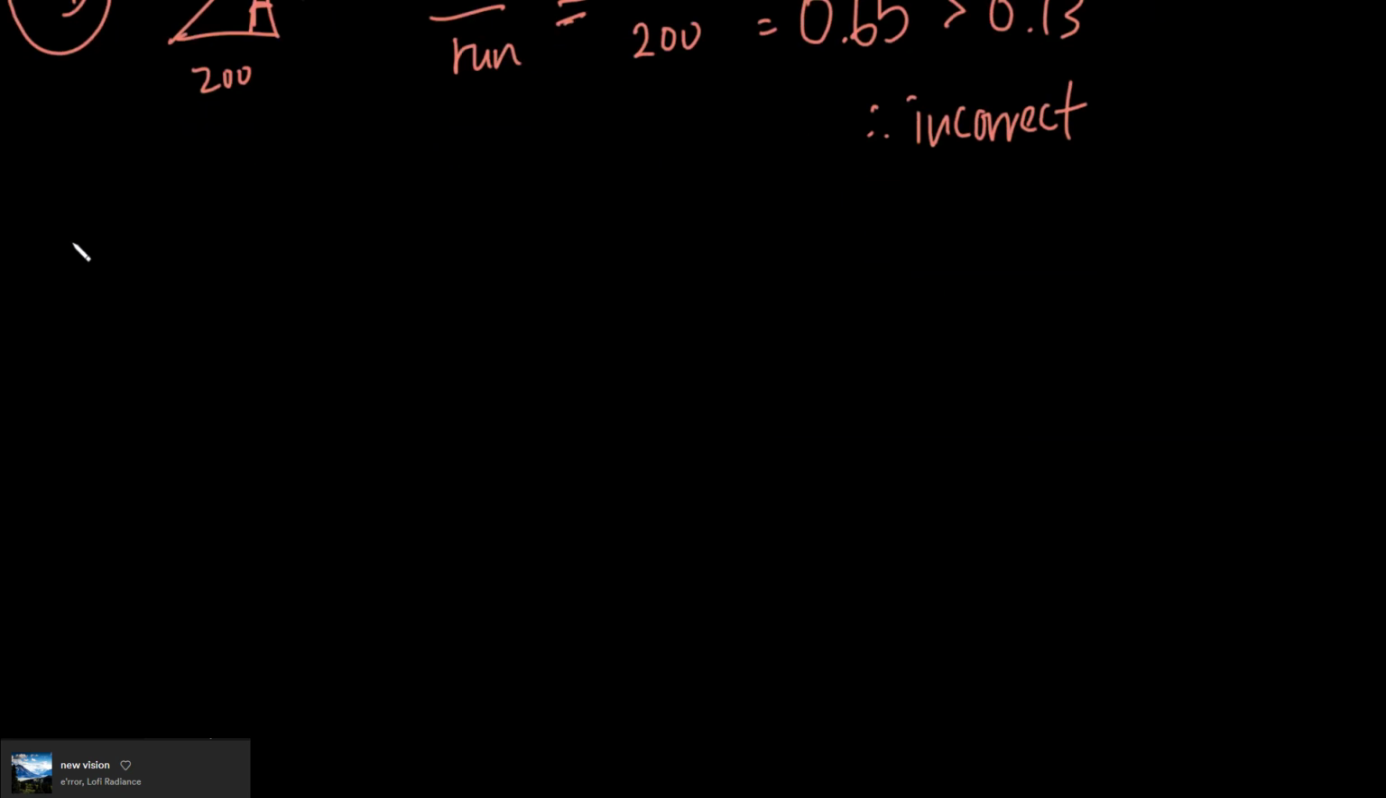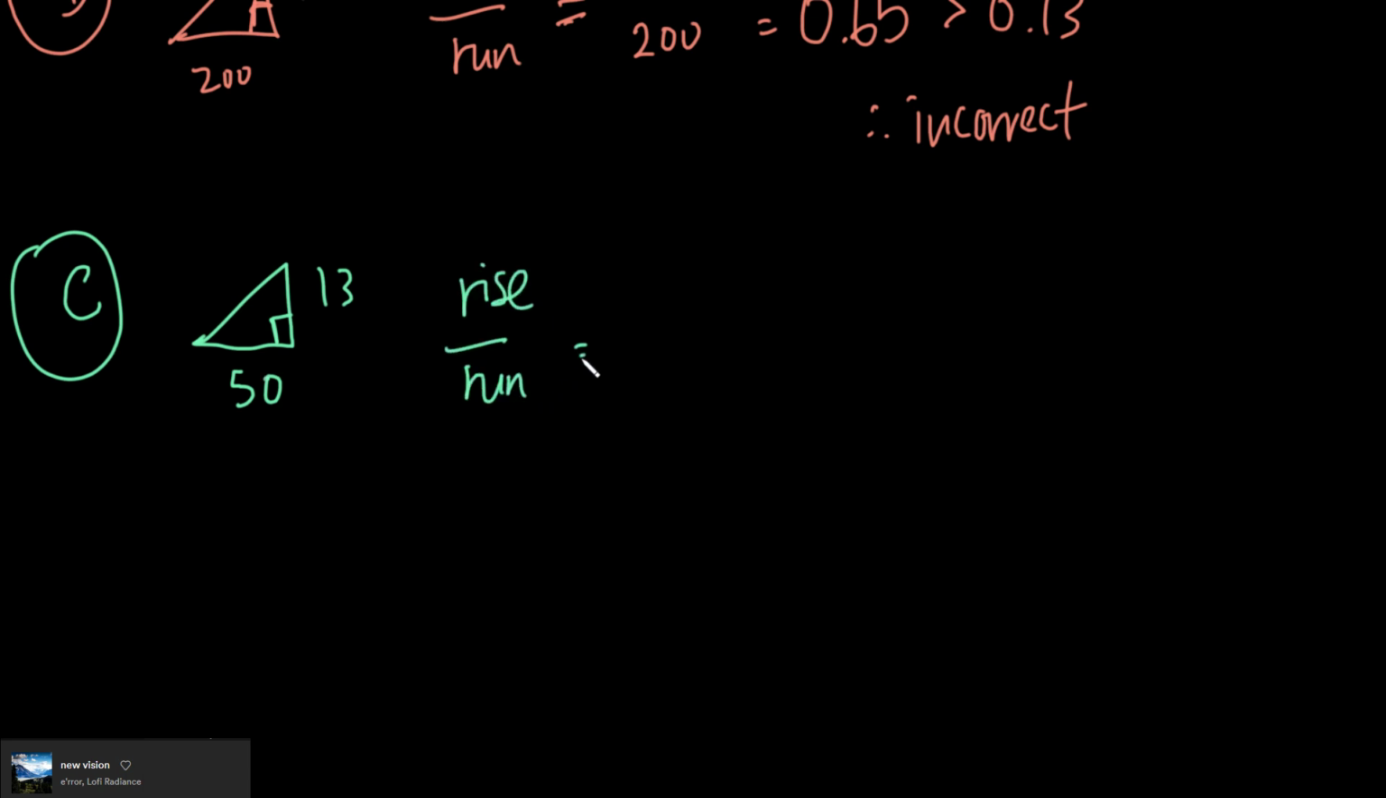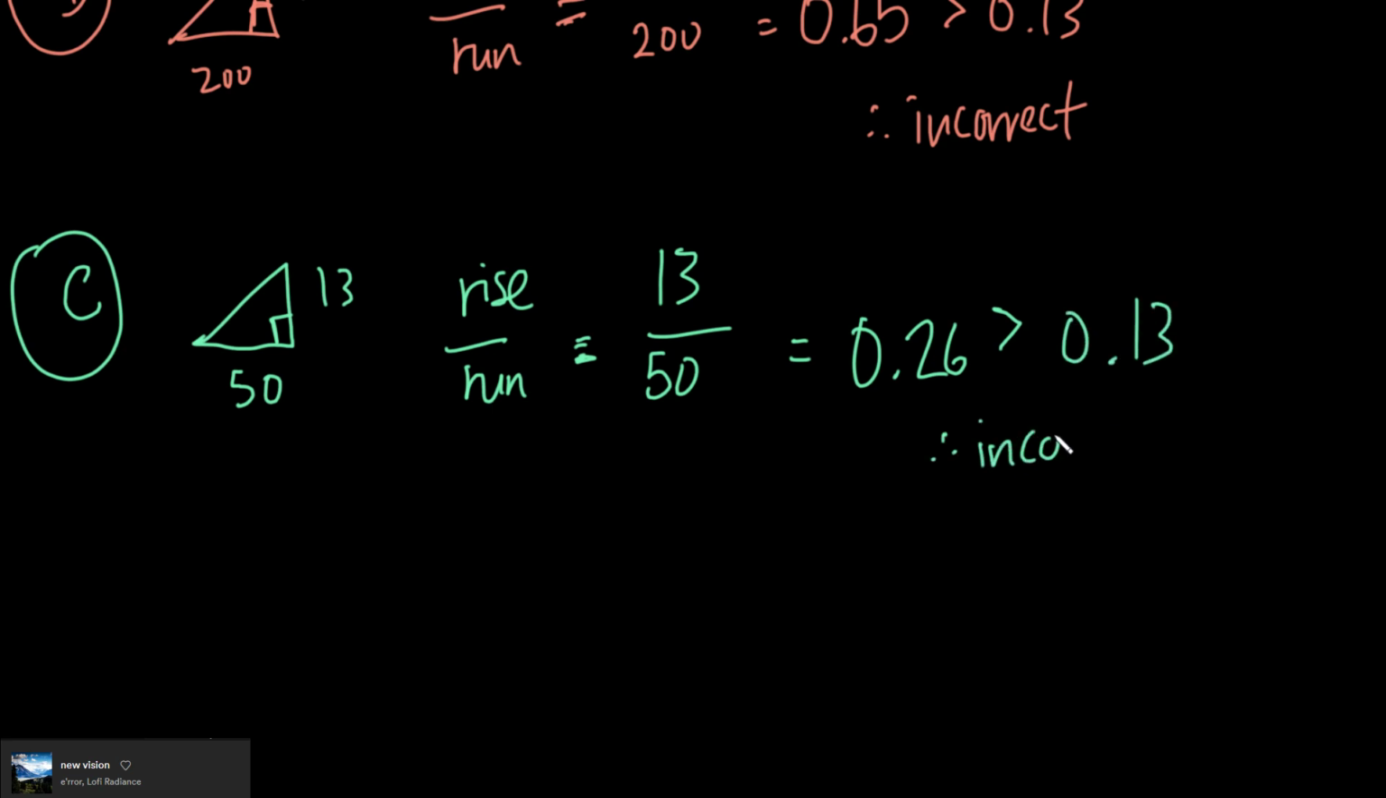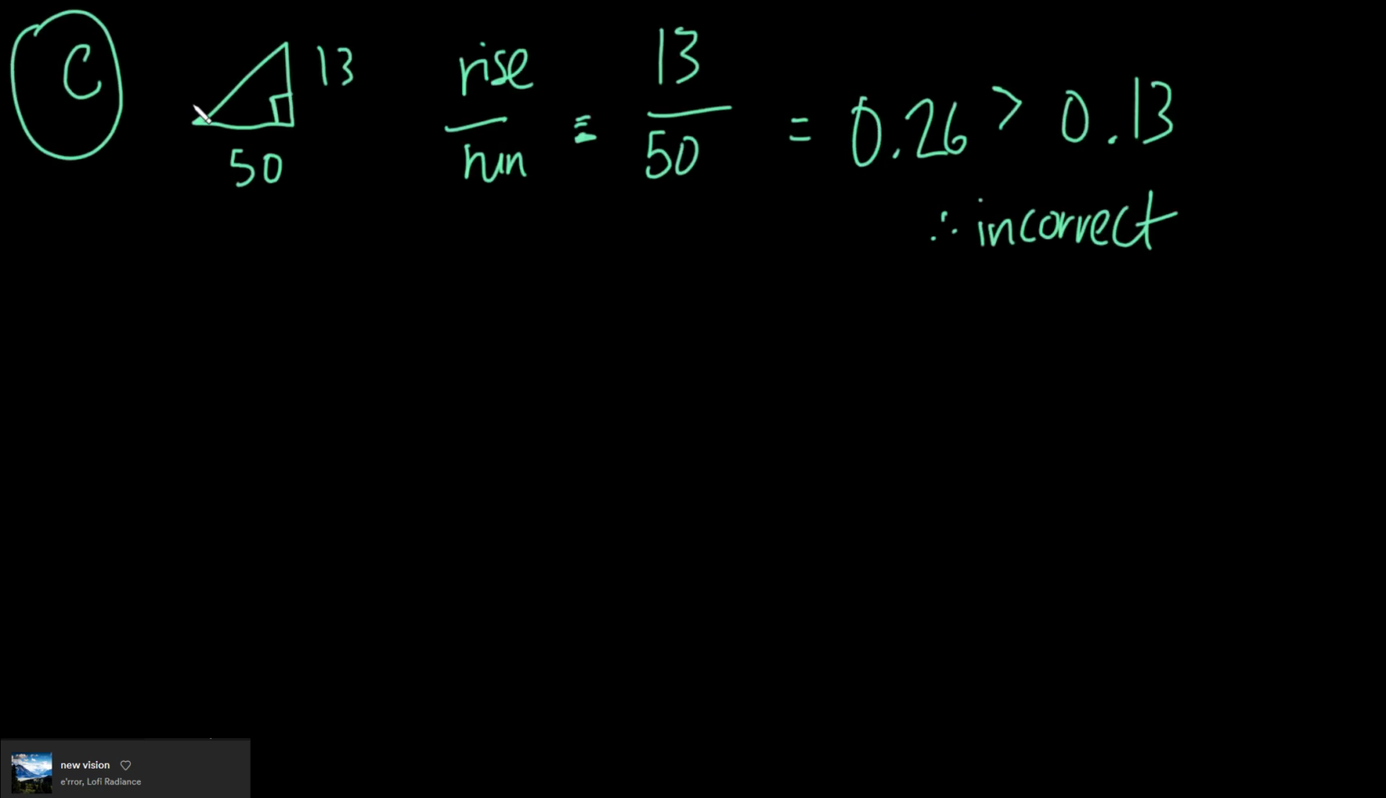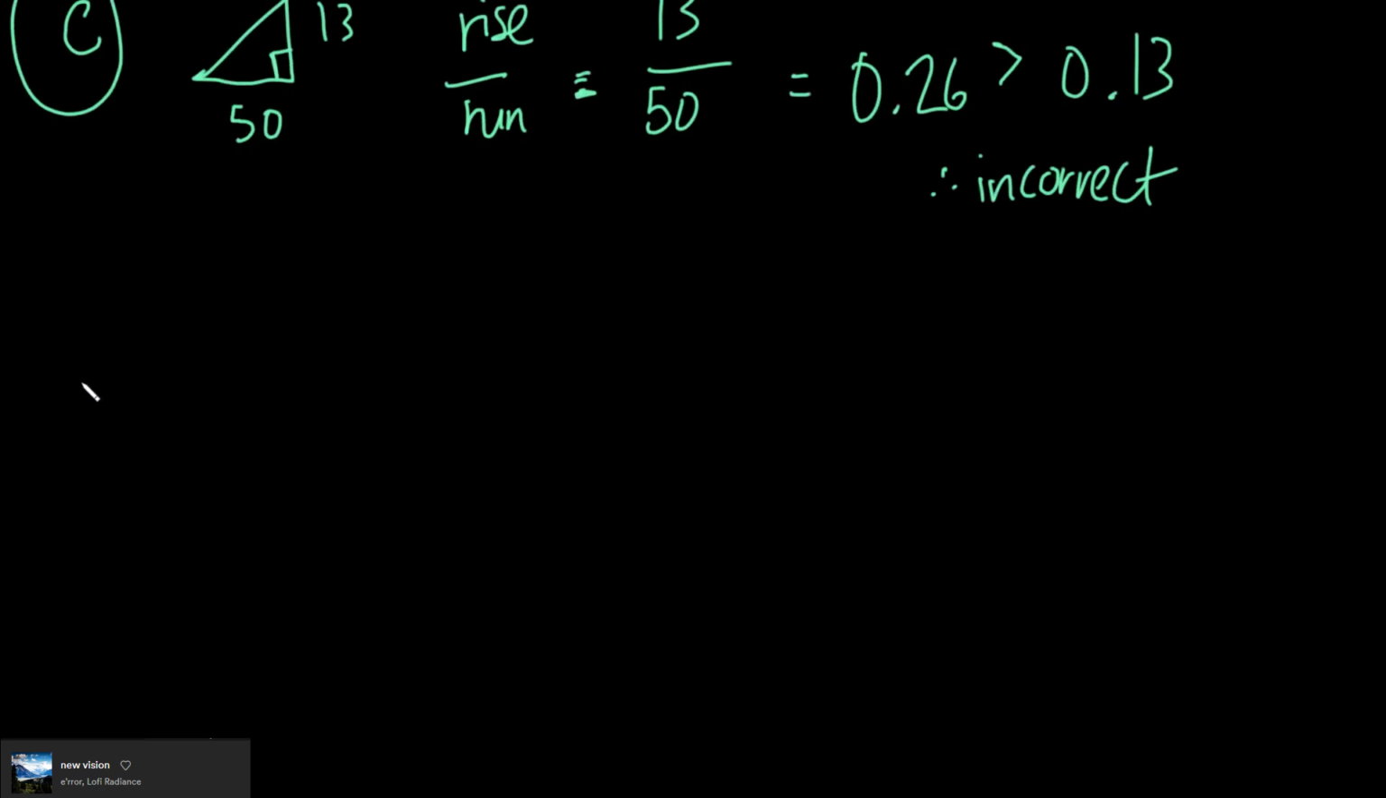Let's move on to option C. I'm presented with this triangle. It gives me 13 and 50. So again, rise over run. My rise here is 13, run here is 50. Plug that into my calculator, I get 13 divided by 50 equals 0.26. So we're getting close here. But 0.26 is greater than 0.13, so therefore it's incorrect. Which means, purely based on my math and process of elimination, D has to be my correct answer.